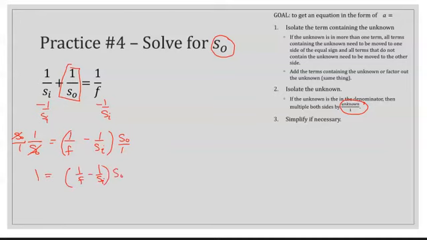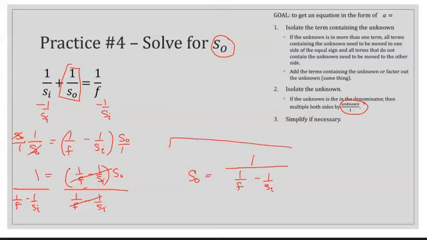times s sub naught. Now, to isolate my unknown, I have to divide both sides by all of this. These will cancel, and I'm going to end up with s sub naught is equal to 1 divided by 1 over f minus 1 over s sub i. And that is my final answer.